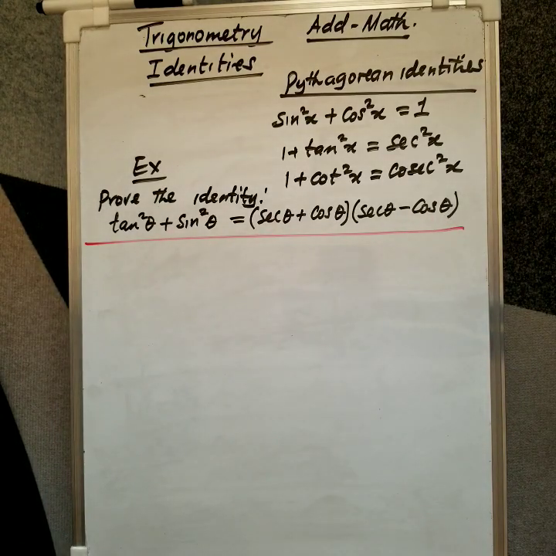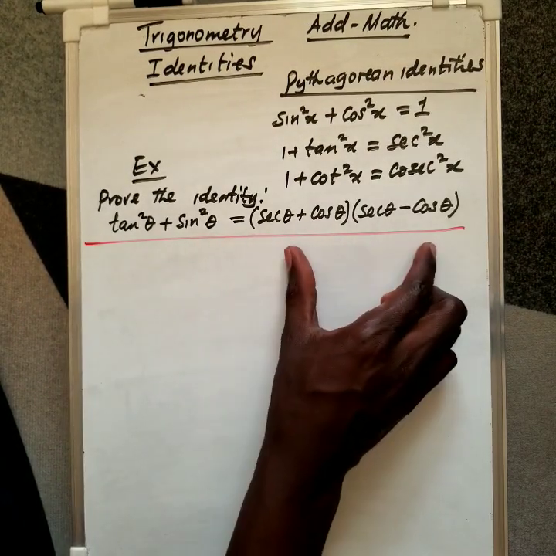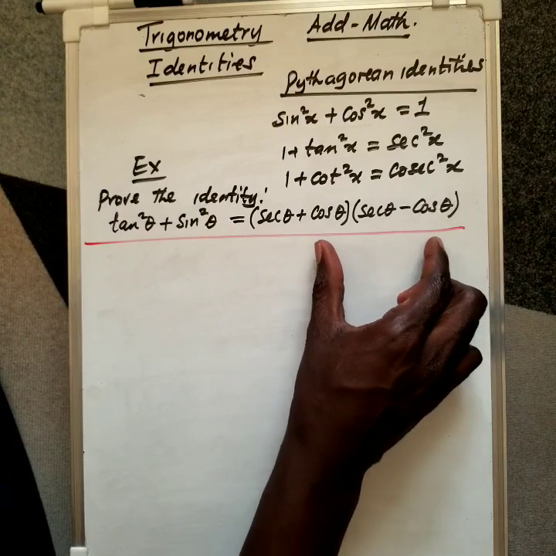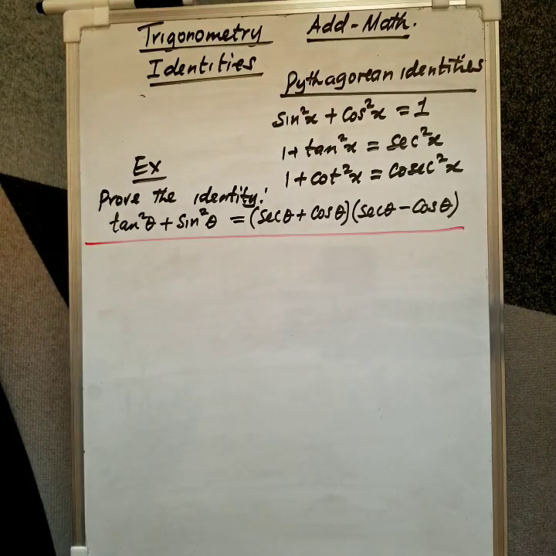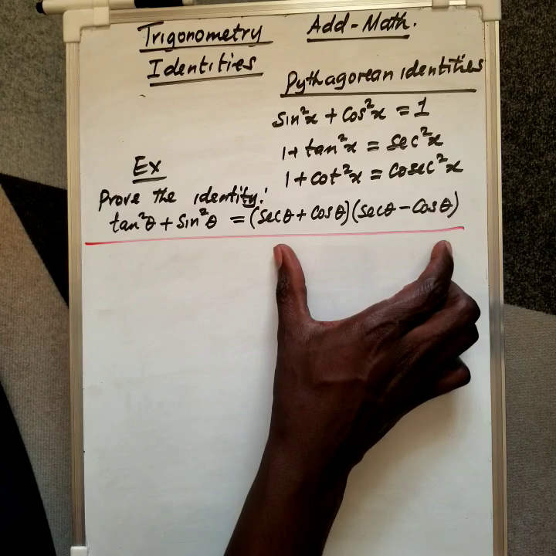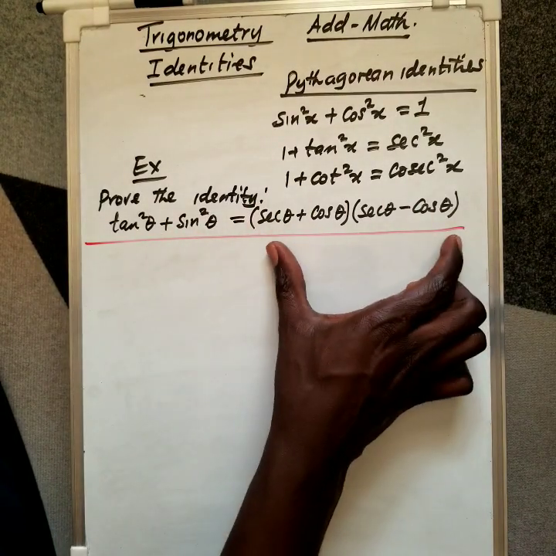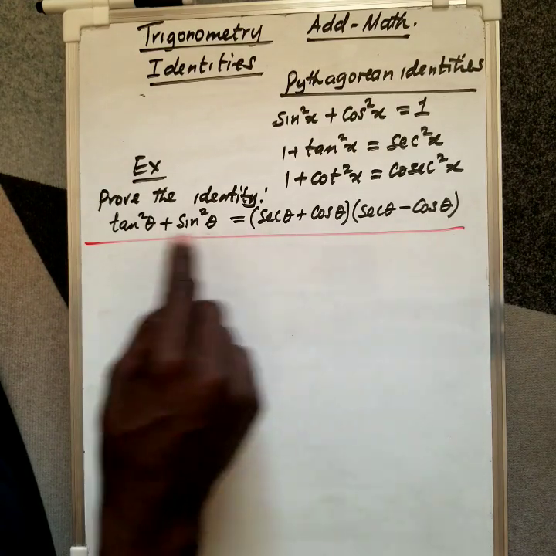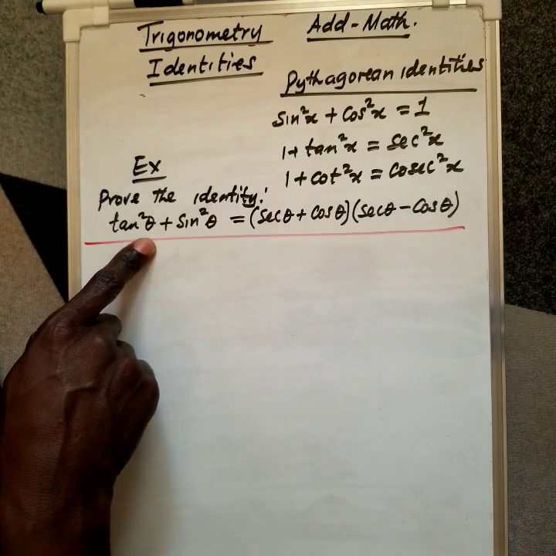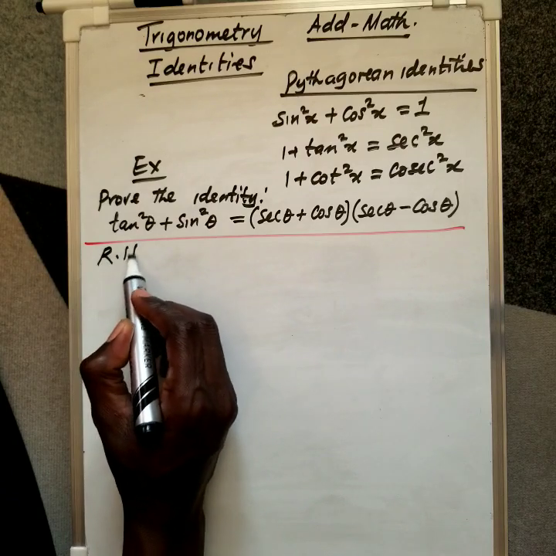Now when it comes to proving these identities, you can either use the left hand side to show that it is equal to the right hand side, or you can use the right hand side to show that it is equal to the left hand side. Which should be easier for you to pick? You need to look at the one which looks a bit complicated, as it can easily help you get to the other one. Between the two, I can see that the right hand side looks a bit complicated, and therefore I can use it to show that it is equal to the left hand side. So let's start by using the right hand side.